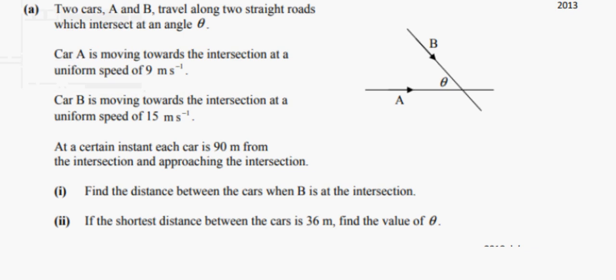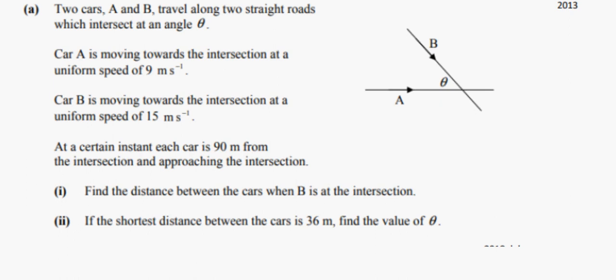Car A and car B travel along two straight roads. This one actually had me thinking. This one was tricky. Okay? Car A moves towards the intersection at 9 and car B moves towards the intersection at 15. At a certain instance, each car is 90 meters from the intersection.